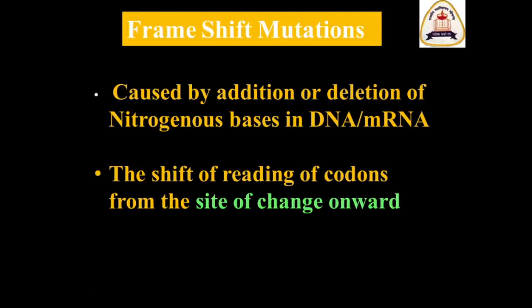Now we discuss the second type, that is the frame shift mutation. The frame shift mutation is caused by the addition or deletion of nitrogenous bases in DNA or mRNA. The reading of the codons shifts from the site of change onward; here the color has been changed. At the point where the codon has been changed, the total shifting of all the onward codons occurs. This is called a frame shift mutation.